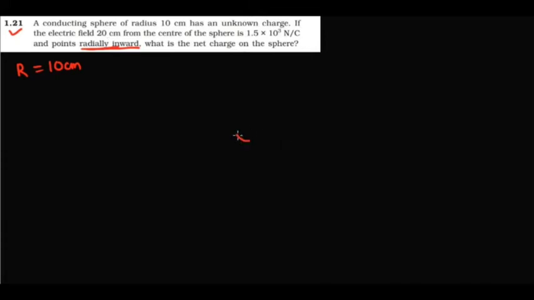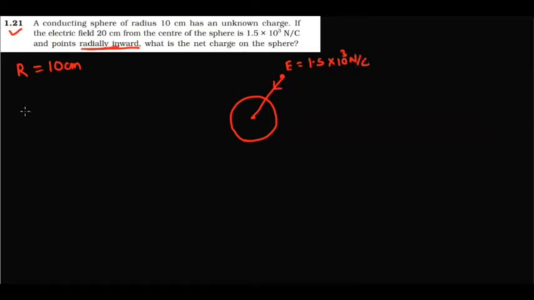So we have a sphere like this. This sphere has radius 10 centimeter, and the electric field at a distance of 20 centimeter from it is equal to 1.5 into 10 to the power 3 Newton per coulomb, and it is directed radially inward.